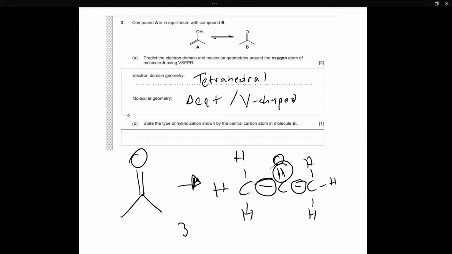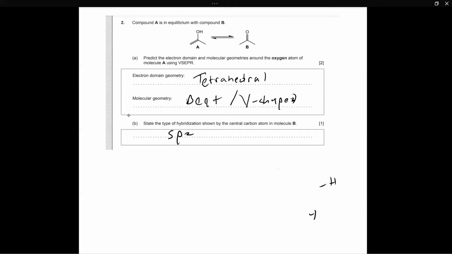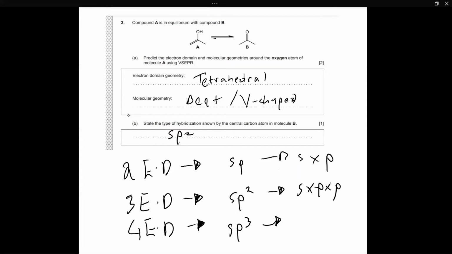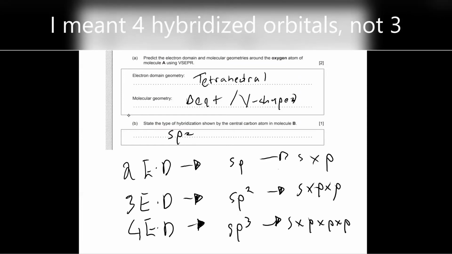Now, I'm going to show you an easy trick to figure out the hybridization of any central atom, or any atom that they ask you to determine the hybridization for, by just looking at the number of electron domains that specific atom has. If that atom has 2 electron domains, the hybridization will be sp, because it only needs s times p, only 2 hybridized orbitals. If it has 3 electron domains, like the central carbon atom in molecule B, it will be sp2, because it needs 3 hybridized orbitals to engage in bonding. Now, if it has 4 electron domains, it will require sp3, because it needs 4 hybridized orbitals to engage in bonding.